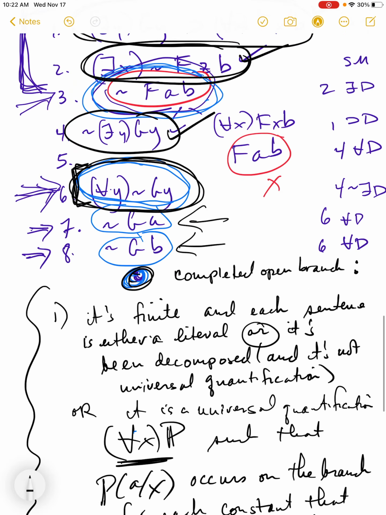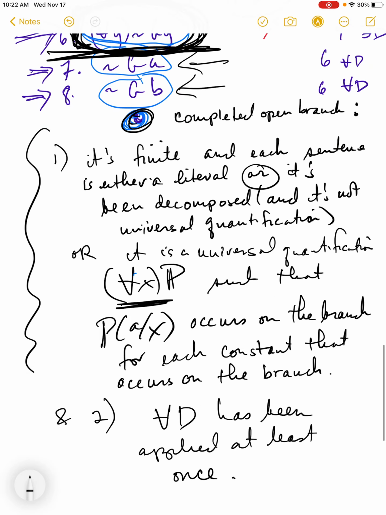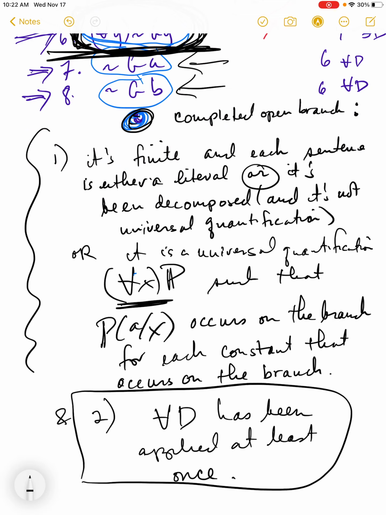So you can't say, in this one you might say, oh, I don't think that applying universal decomposition to line 6 is going to get this thing to close, so I'm just going to stop it right here. Well, this criterion tells you, no, you can't do that. If you've got a universal quantification, you've got to decompose it at least once.